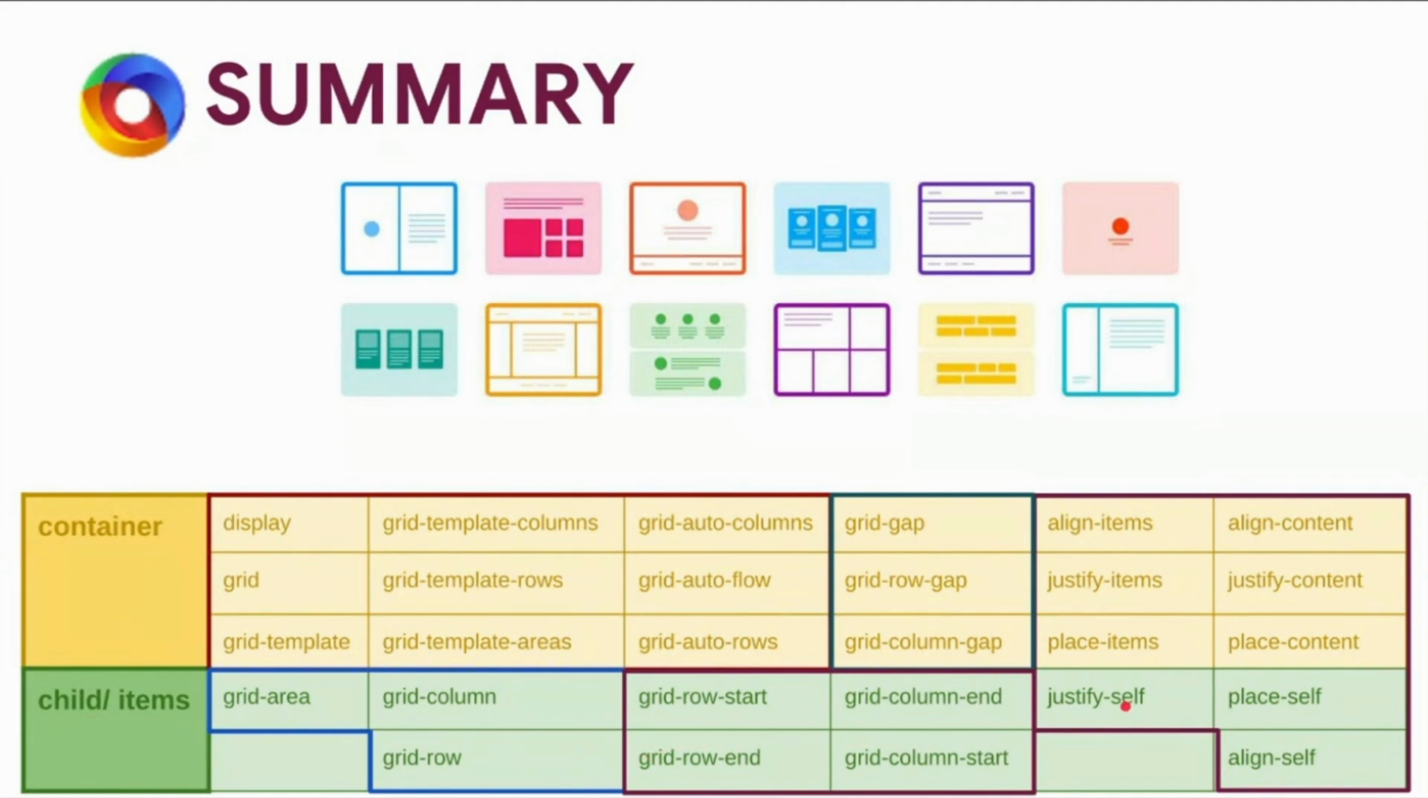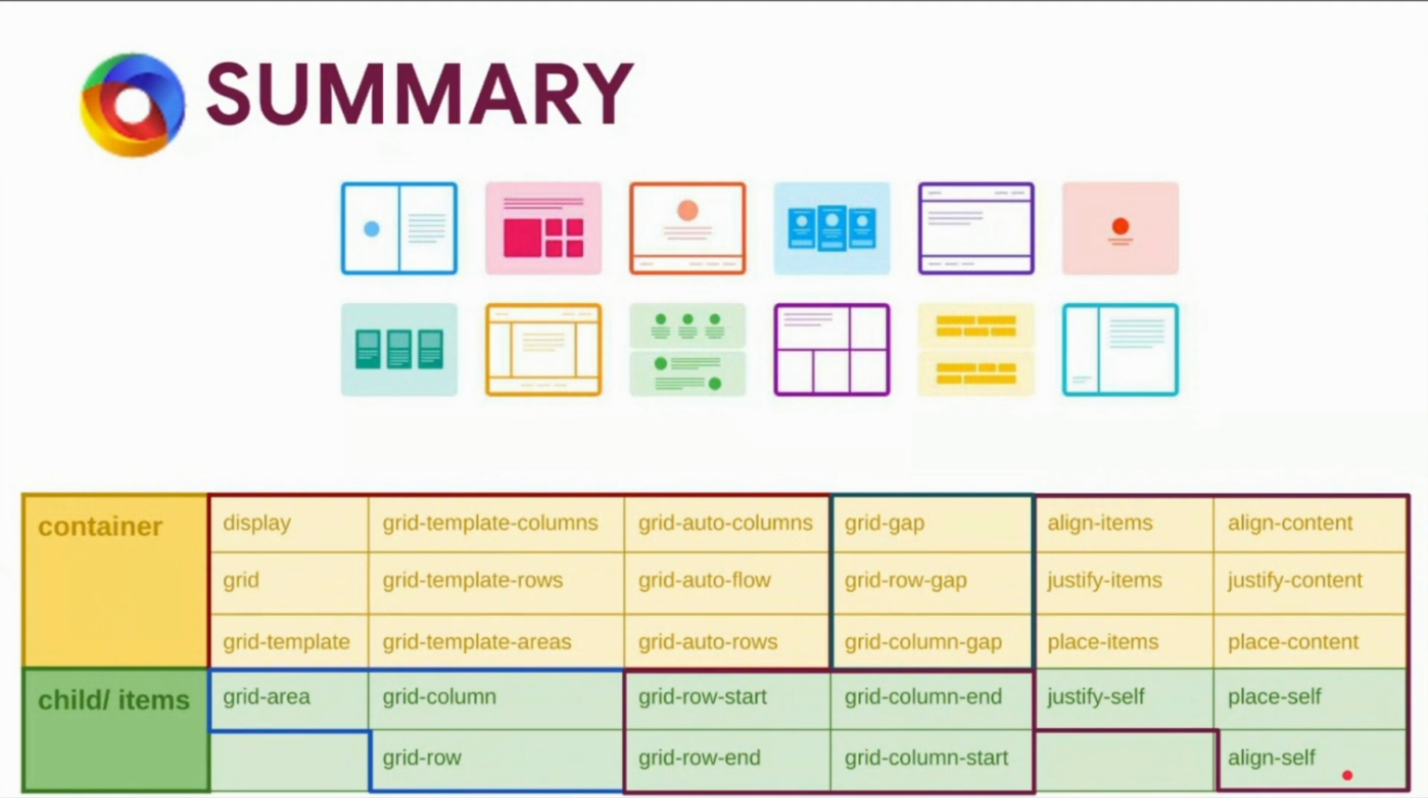In the child or items, we can only have these properties, which we have seen, either for placement purposes or justify self, place self, and so on. These are all child properties. Everything else we have read, the creation of the grid, the gap property, align items, justify items, place items, all of these are at the container or parent level. So grid creation, the gap property, and the alignment inside the grid should be handled by the parent, and all the inner ones will be in the child.